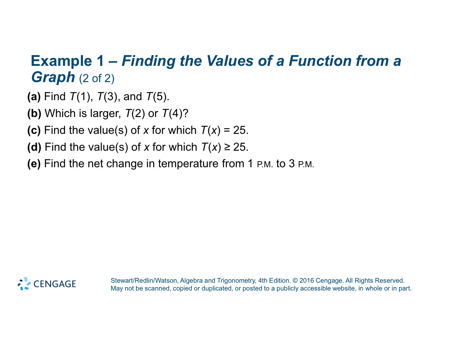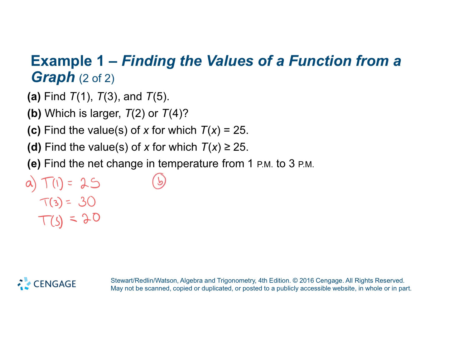Now, using the graph from the previous slide, we're going to answer all of these questions. So we're going to look for T1, T3, and T5. So for A, we have T1, T3, and T5. Now if you look at the graph, T1 is at 25, T3 is at 30, and T5 is at 20. We found 2 out of those 3 in the first slide. Now let's look at B.